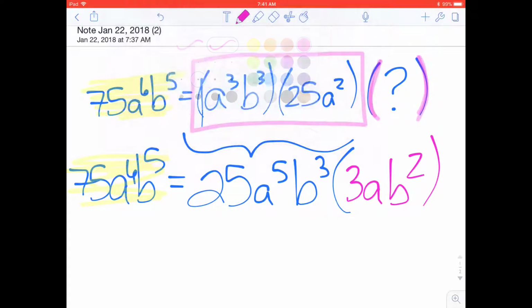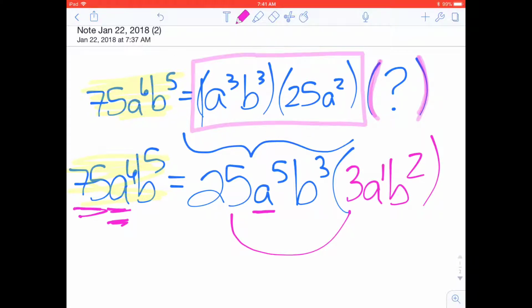And then let's multiply this out like we normally would. 25, here we go, 25 times 3, that gives me 75. A to the fifth times a to the first, that gives me a to the sixth. B to the third times b to the second gives me b to the fifth. And so we know we're 100% correct.